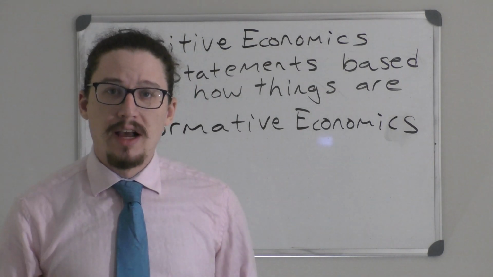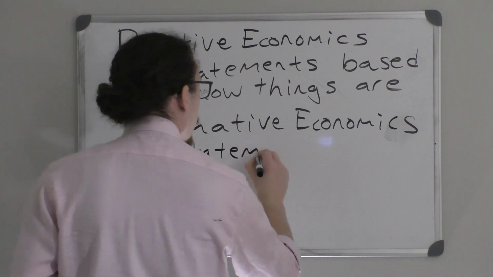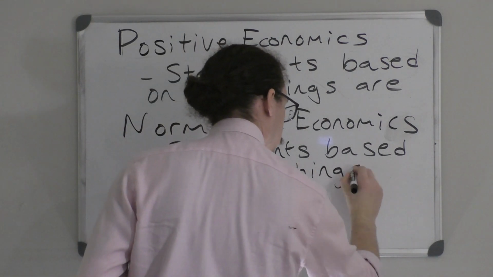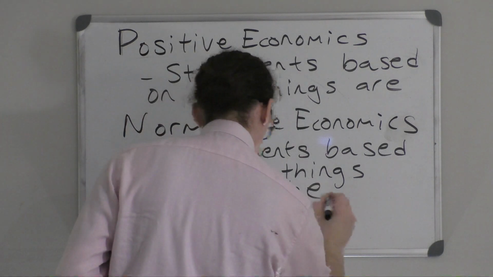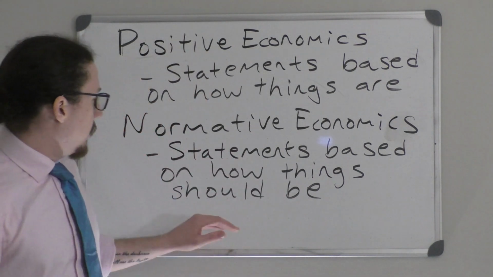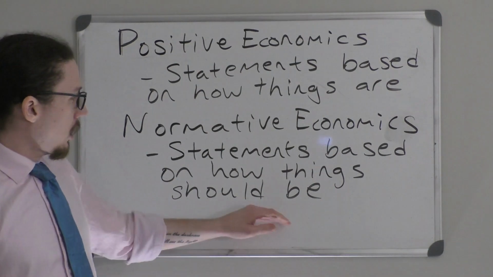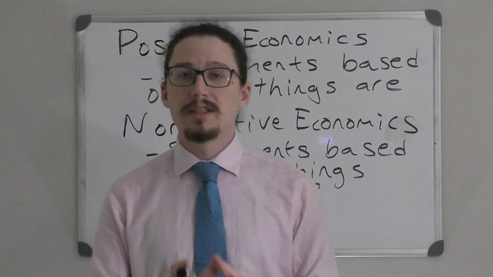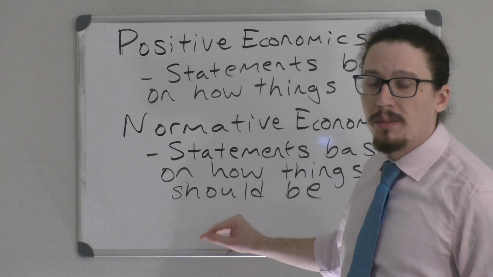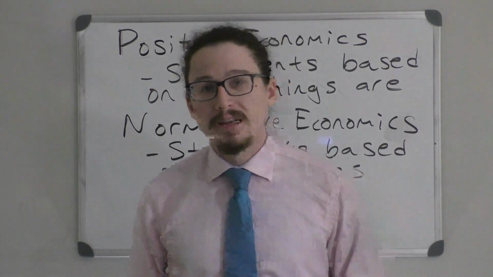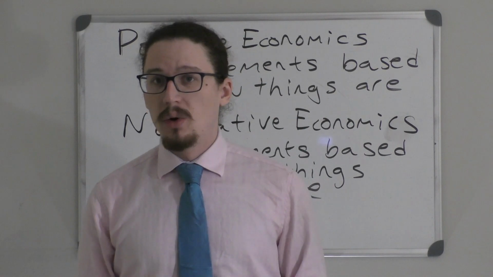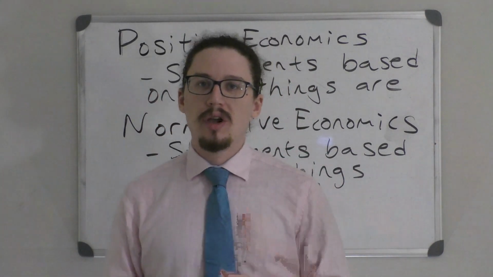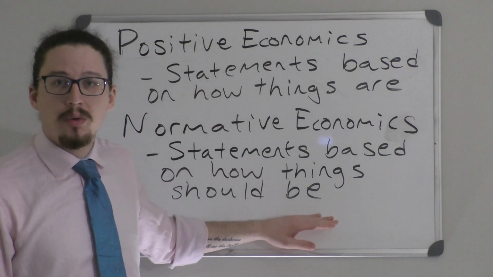On the other side of the coin, we have normative economics. So these are statements based on how things should be. We're going to try to avoid normative statements as much as possible, or really I should say I'm going to try to avoid them as much as possible. We're going to try to stick with positive statements in this class. The reason for that is because normative statements are based on value judgments. They're not based on facts. They're just based on an individual's opinion or their valuation of how things should be. We can't test that.